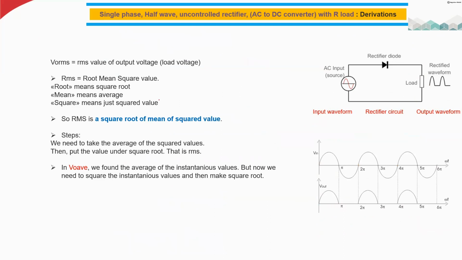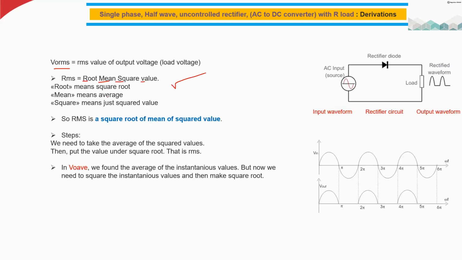Okay, so now we have to find out Vo RMS, the RMS value of the output voltage. So first, what is RMS? RMS means root mean square value. If you divide this one by one, root means what? Root means the square root, right? Mean means average.